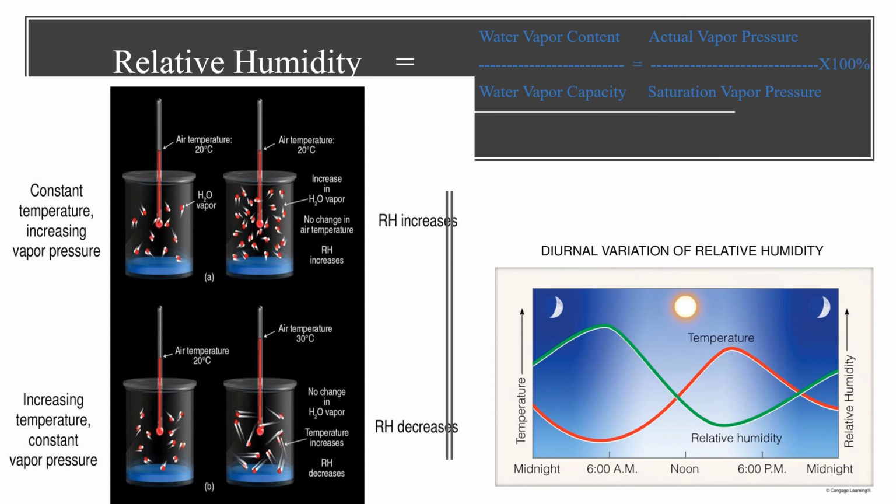So by now we know that relative humidity is water vapor content divided by water vapor capacity, in other words actual vapor pressure divided by saturation vapor pressure, and we multiply that by 100% because relative humidity is a ratio, and the ratio is always given as a percentage.